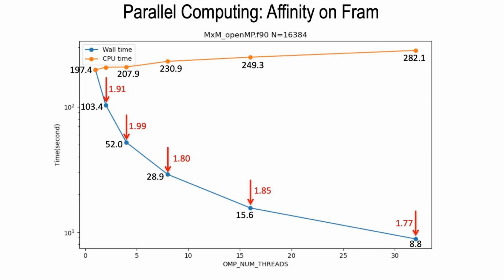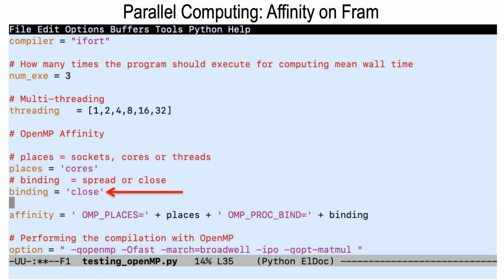It's apparent that multi-threading with affinity exhibits strong performance up to 32 threads. This underscores the importance of optimizing multi-threading with affinity for effective parallel execution. In our next affinity testing, we'll once more utilize the spread setting for the OpenMP places, but we'll modify the OpenMP processor binding setting to close.